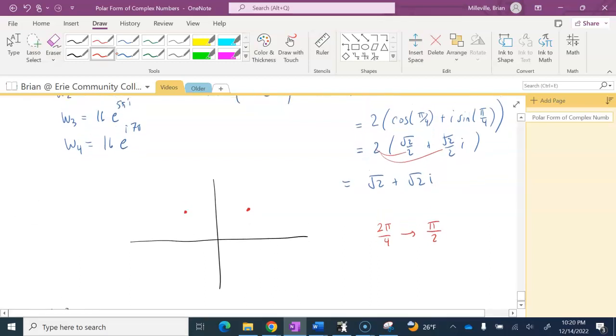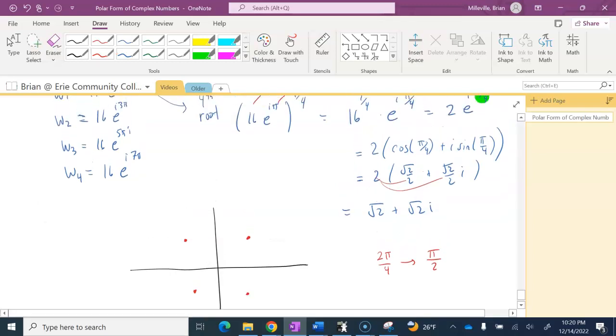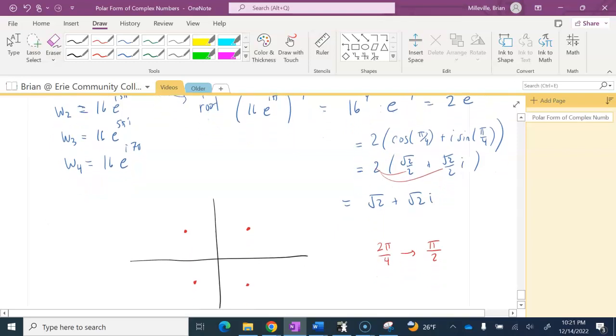And then we would go another 90-degree rotation, go 2 units at 5 pi over 4, and then go another 2 units at 7 pi over 4. So there would be your 4 nth roots of negative 16. And we only wrote one of them down in rectangular form, which I'm just going to underline here in green. We could certainly write the other 3 down.